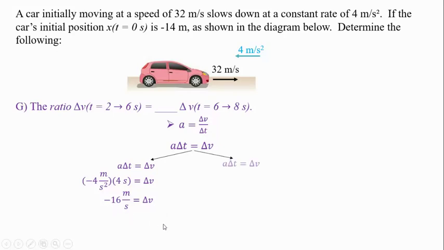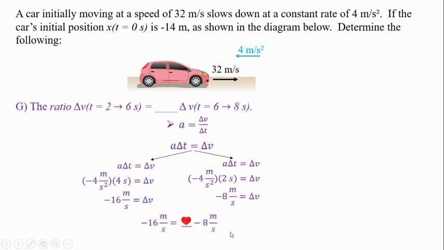I can use the same strategy to find the change in velocity between 6 to 8 seconds. Okay, so here a is -4 still. The change in time, however, is only 2 seconds because from 6 to 8 seconds is a difference of 2 seconds. And then -4 times 2 is just -8. So here I have my two values and I can just plug it in. According to the statement, delta v from 2 to 6 is on the left side. I just found that to be -16 equal blank. And I just found the change in velocity between 6 to 8 seconds is a -8.